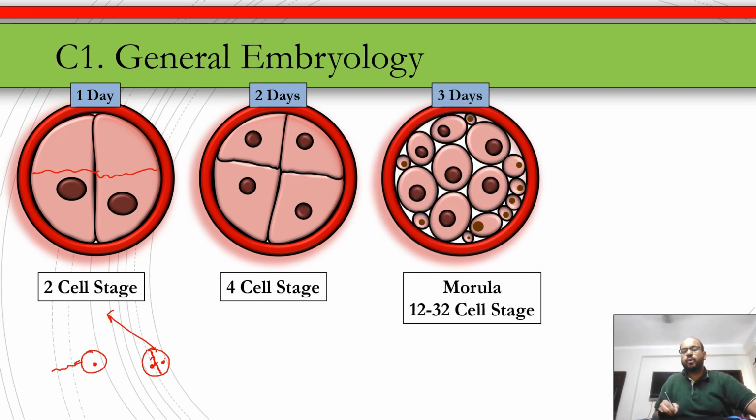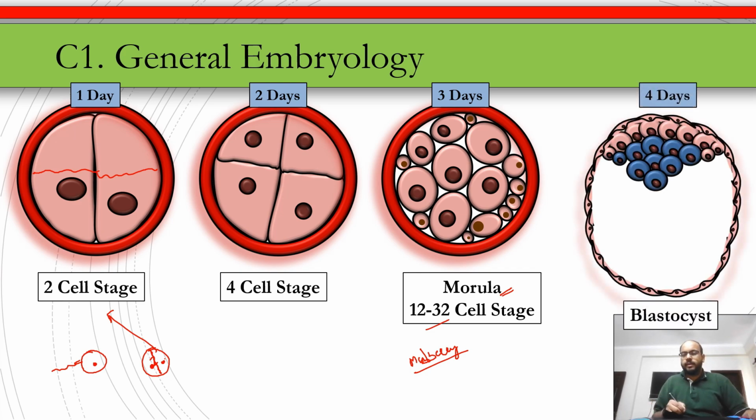At 3 days, you have the morula. Morula means mulberry. It's a 12 to 32 cell stage. So what has happened is these cells have divided a lot and they have become a bunch of cells, roughly about 12 to 32 in number. And that stage at the end of 3 days is known as the morula. Now at 4 days, nearly all the cells which have divided in the center will migrate to one end of the collection. Some of the cells will form a lining. So this is the lining.